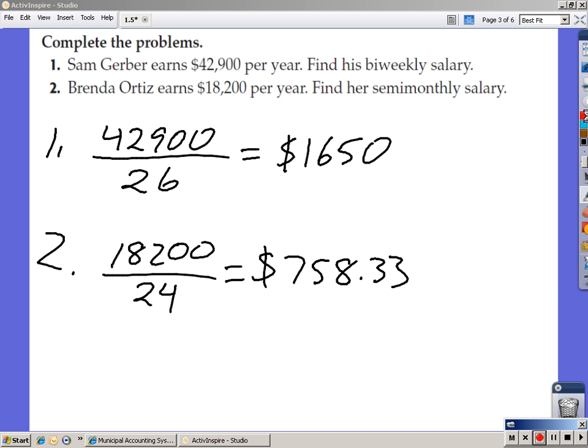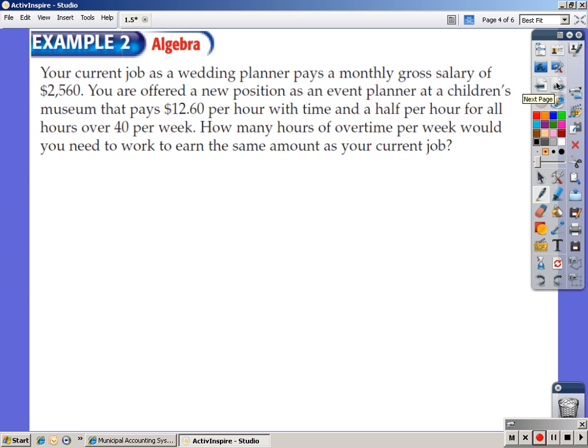Let us take a look at the next example then. Here we go. Your current job as a wedding planner pays a monthly gross salary of $2,560. You're offered a new position as an event planner at a children's museum that pays $12.60 per hour, with time and a half per hour for all hours over 40 per week. How many hours of overtime per week would you need to work to earn the same amount as your current job?